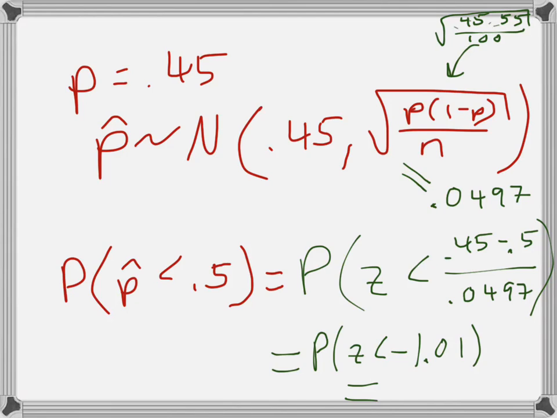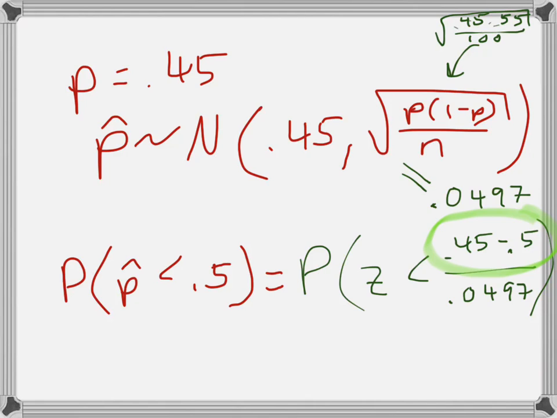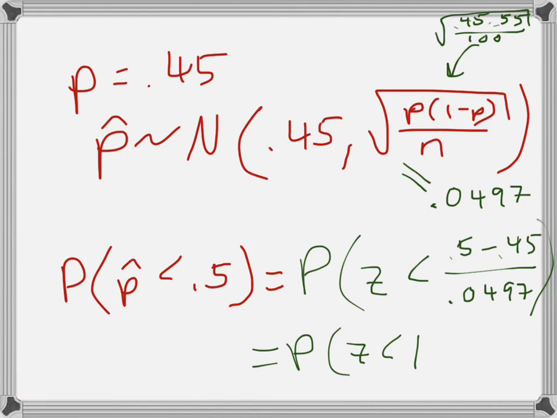Oh boy, can you spot the mistake here? Look somewhere on this page and spot the mistake. My apologies here. It's the numerator up here. I had it backwards. Instead, that should be 0.5 minus 0.45 over that standard deviation. Then it's the probability that z is less than positive 1.01. So that's all that really changes.